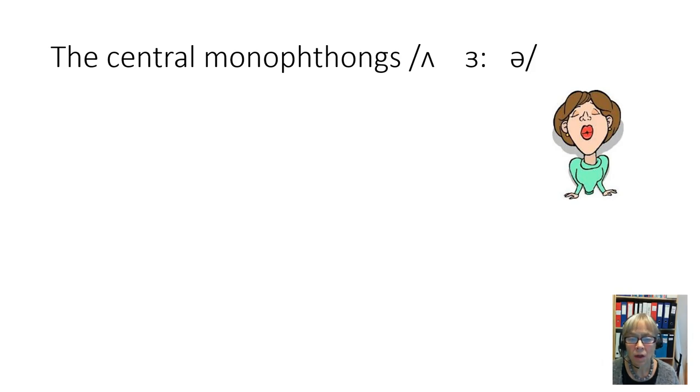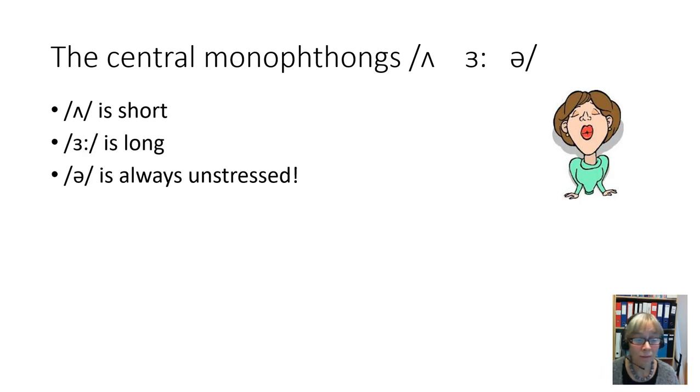Now to the central monophthongs, and they may cause a few challenges. First of all, the first one is short, and this is what you could think of as the short u. The second one, however, is long, and this one is always unstressed. That's the main characteristic of this little upside down E. It's called the schwa. It's the only phoneme in English that has a name, schwa.